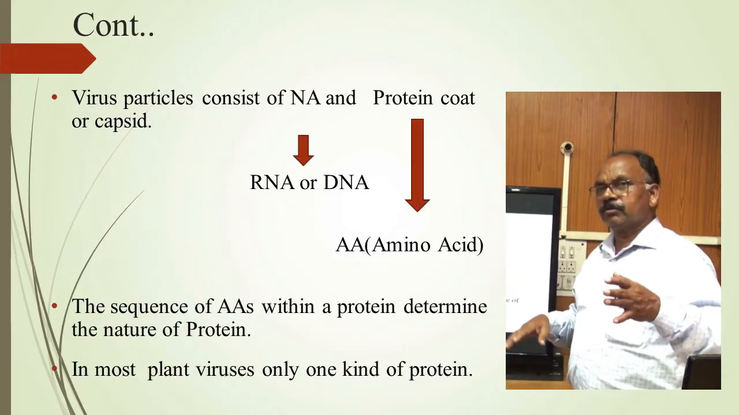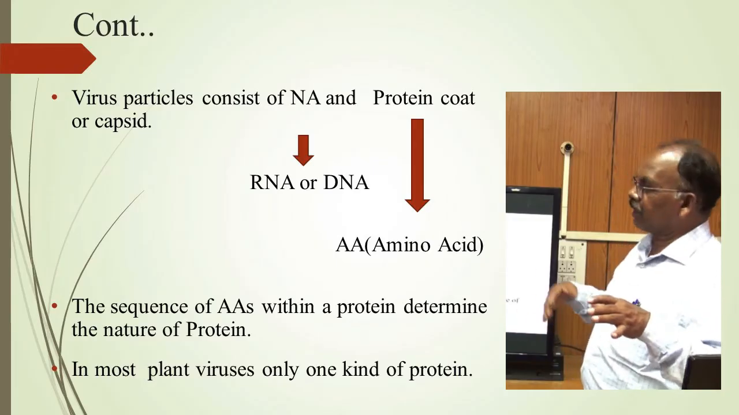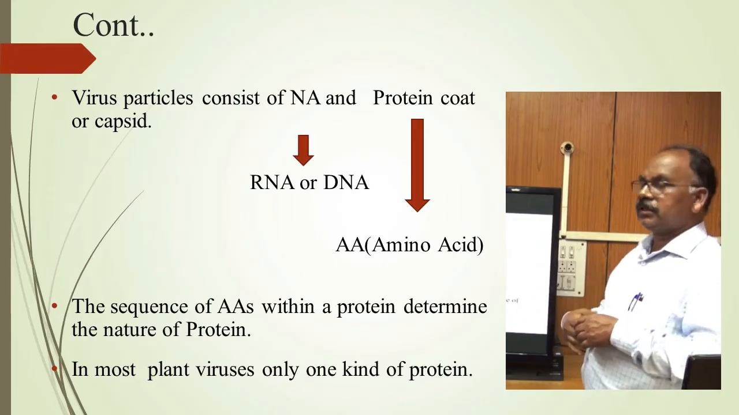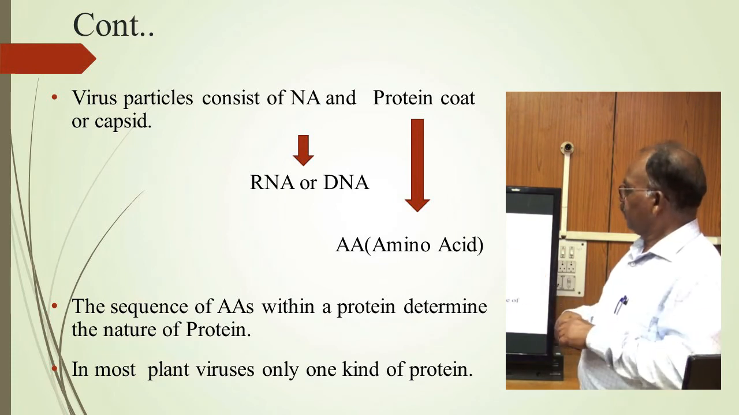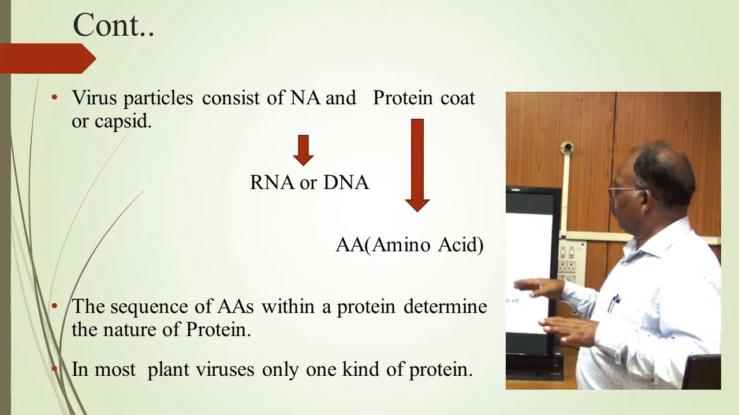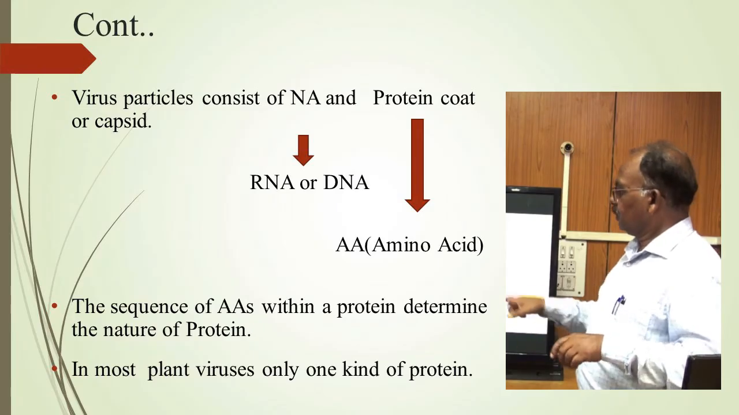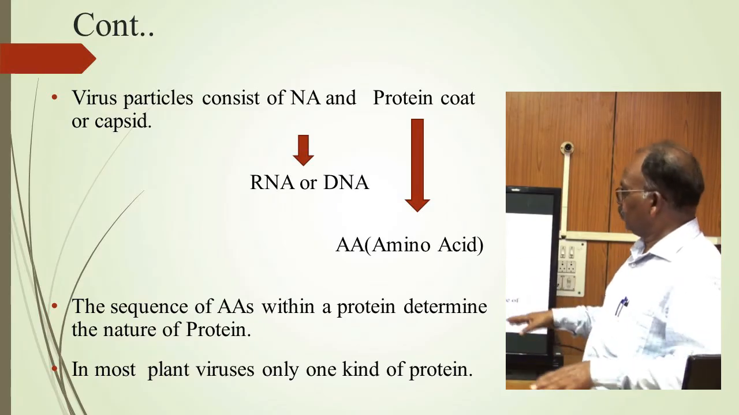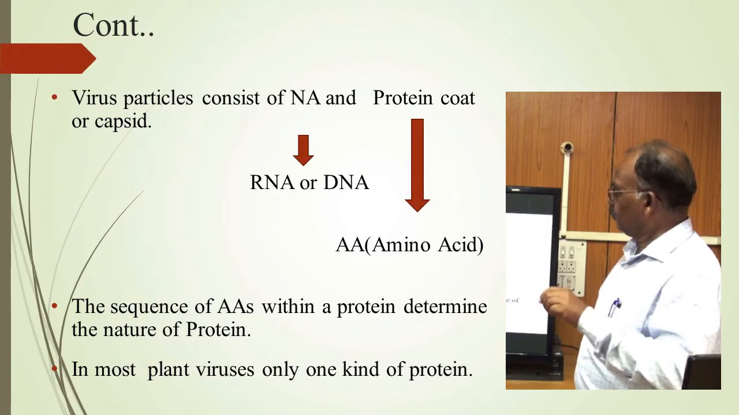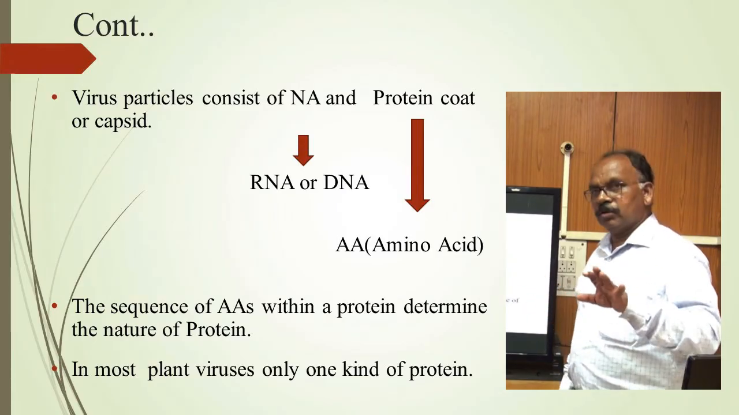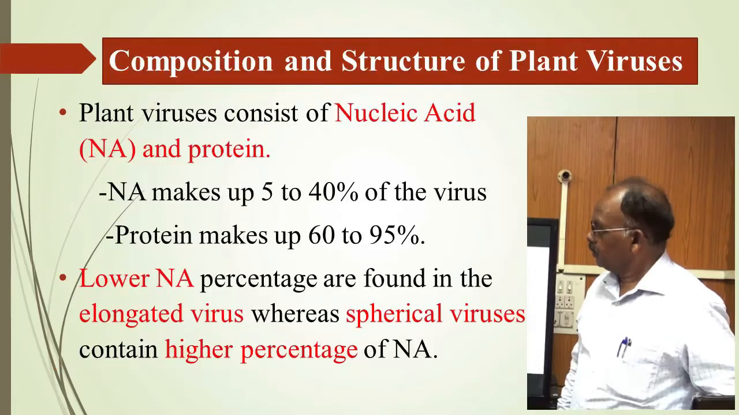A virus particle consists of nucleic acid and a protein coat or capsid. The nucleic acid may be RNA or DNA, and protein is composed of amino acids. The sequence of amino acids within a protein determines the nature of the protein. In most plant viruses, there is only one kind of protein.